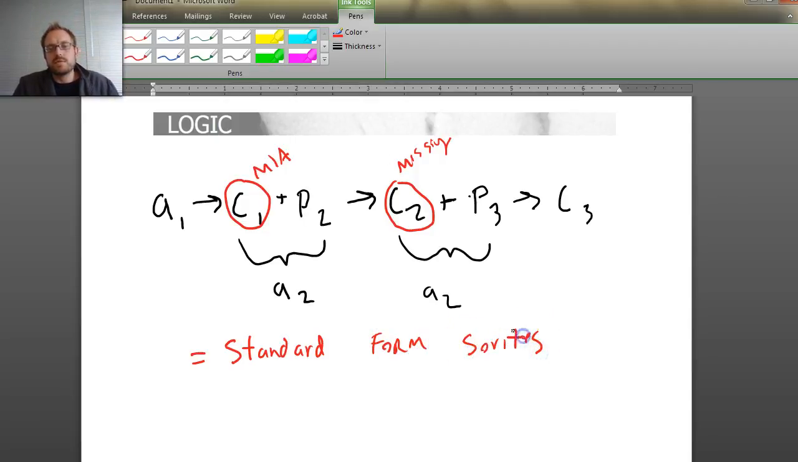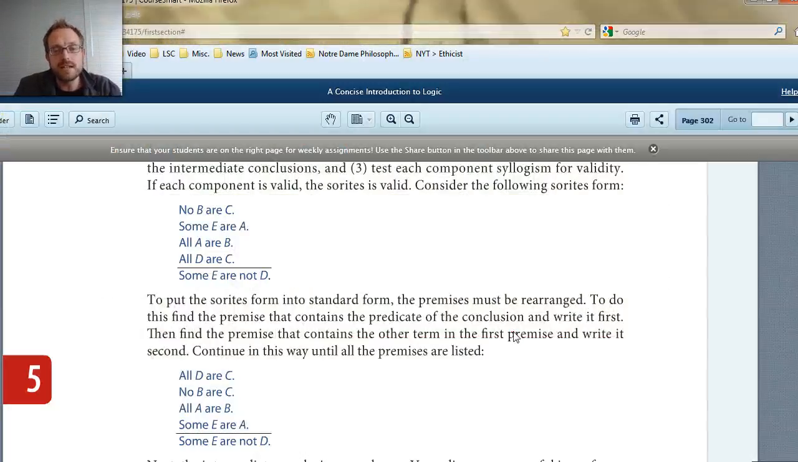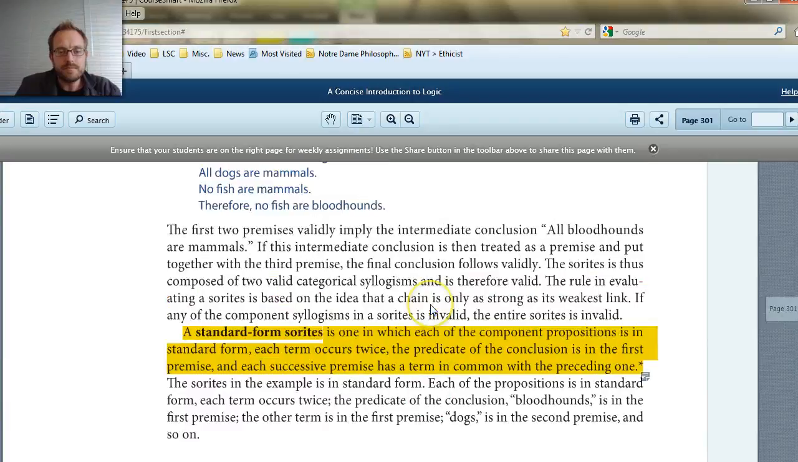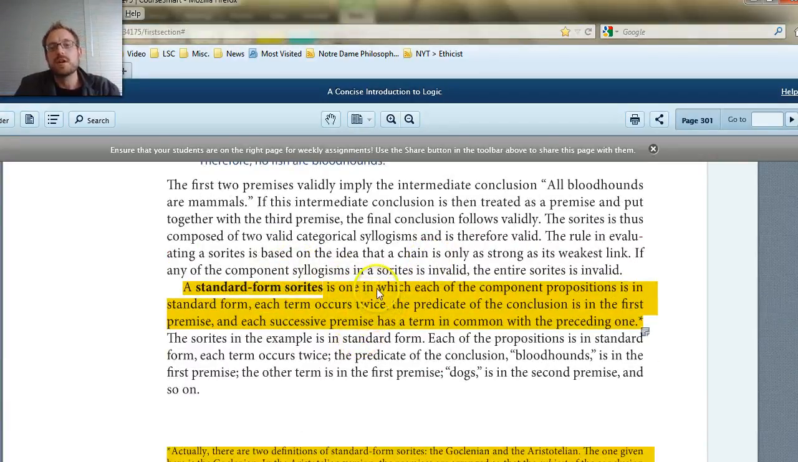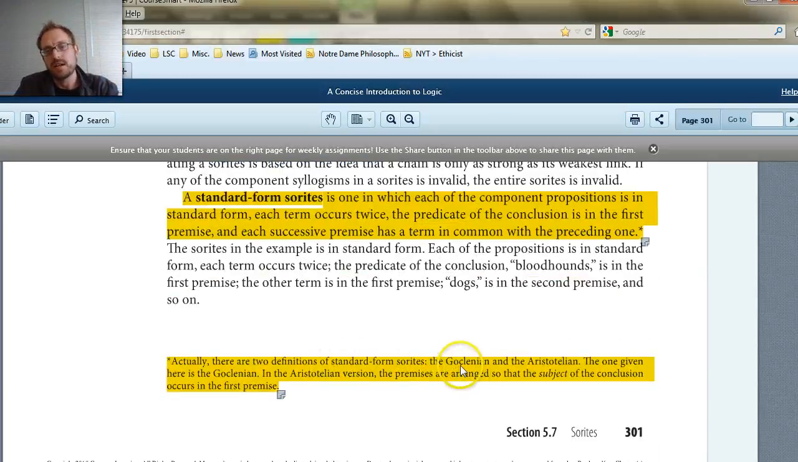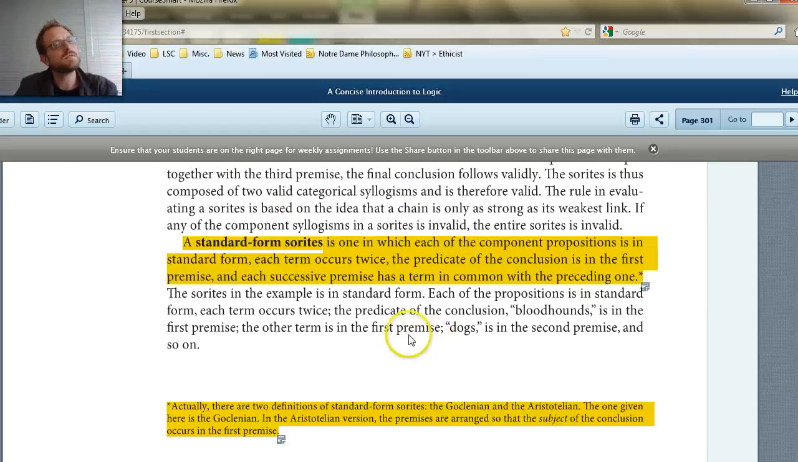A standard form Sorites. Now, what exactly does a standard form Sorites look like? Well, let's take a look at what your book says here. A standard form Sorites is one in which each of the component propositions is in standard form. Each term occurs twice. The predicate of the conclusion is in the first premise, and each successive premise has a term in common with the preceding one. Now, there's actually two different types. There's the Goclenian and the Aristotelian forms of Sorites. This is the standard form, the non-Aristotelian or the Goclenian version of the standard form Sorites. But it's basically very, very simple, okay?